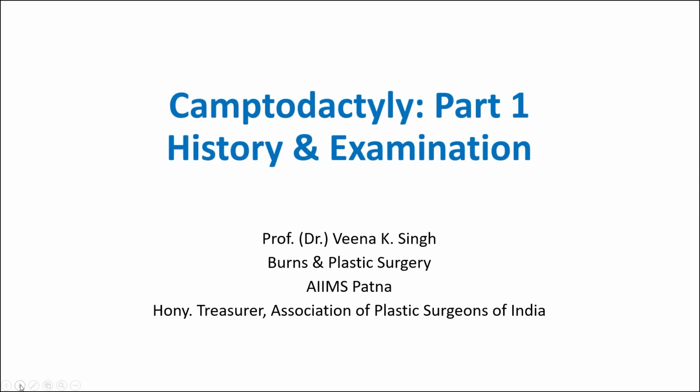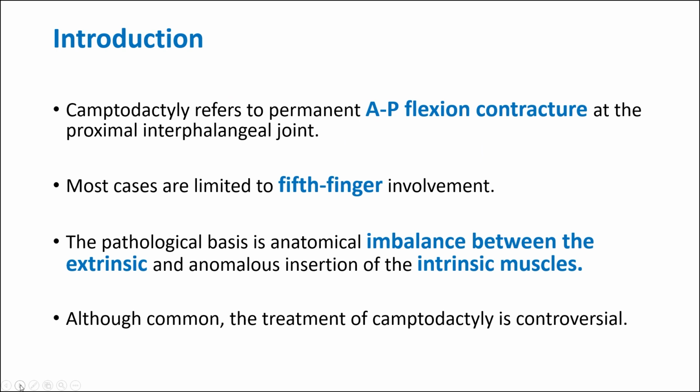The target should be to make a diagnosis of Camptodactyly. Remember that Camptodactyly is the permanent anteroposterior flexion contracture at the PIP joint, in contrast to clinodactyly, which is the radio-ulnar deviation at the PIP joint. Camptodactyly mainly involves the fifth finger, that is the little finger, and the major pathological basis is an imbalance between the extrinsic and the insertion of the intrinsic muscles, which is anomalous in the majority of these cases.